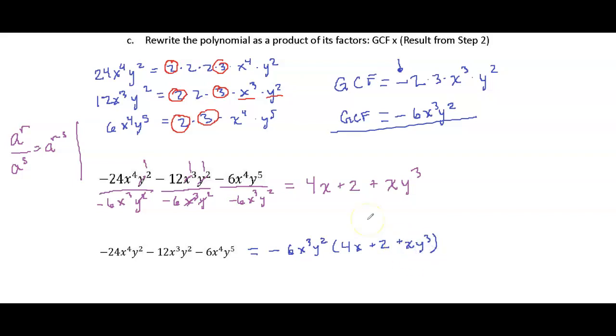Now you can always check your factored form by distributing back the GCF and checking to see whether or not you get the original polynomial. That is all.